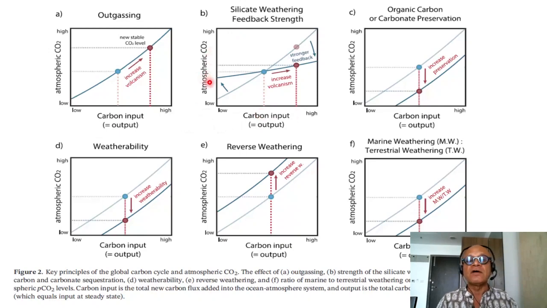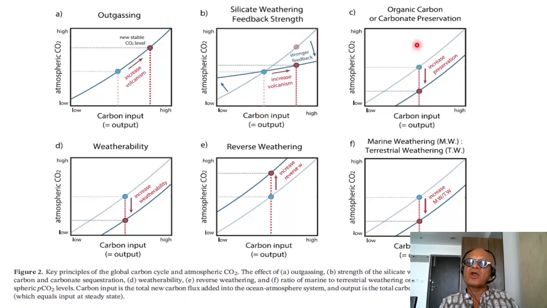Silicate weathering feedback, looking again at carbon input-output versus atmospheric CO2. So there is the increase in volcanism, the same curve we looked at here, but the feedback with the silicate weathering would depend on whether the weathering rate is high or low. So if it is low, you would go in this direction, and the stronger feedback would bring you down to this. Basically that means if the weathering rate is pulling down more CO2, you would cool the temperature and reduce weathering rates and increase atmospheric CO2 and change carbon input and output.